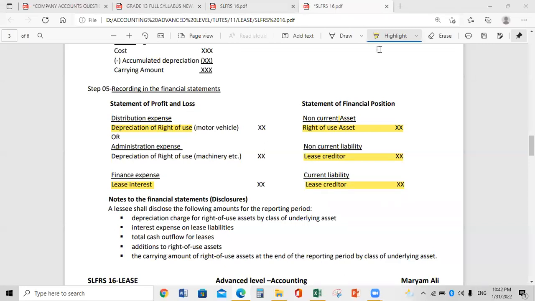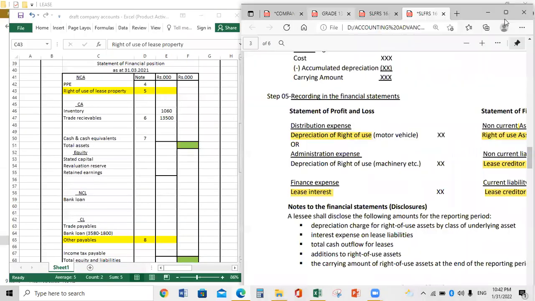Sometimes in the exam, when you're tense or stressed, you don't remember something. So you just make sure: 5 places for lease, 5 places. See whether you have recorded it. Keeping that in mind, let's start this adjustment.